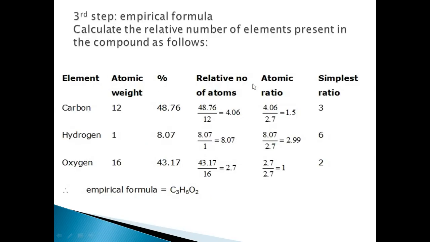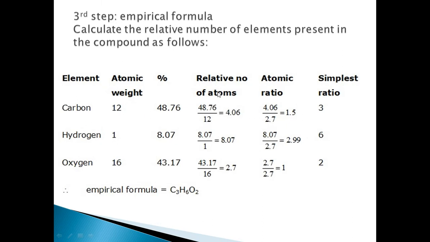This table summarizes how we can determine the empirical formula. We have the elements as listed here: carbon, hydrogen, oxygen. Then the atomic weight of each of the elements: carbon is 12, hydrogen is 1, oxygen is 16. Then the percentage composition, as we have calculated: 48.76 for carbon, 8.07 for hydrogen, 43.17 for oxygen. From this information we can now determine the relative number of atoms for each element.